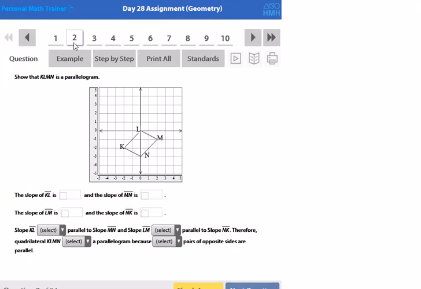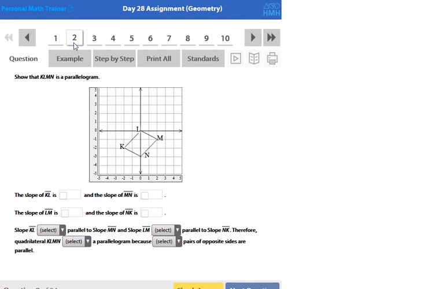Let's do some examples from the day 28 assignment. Here, they want us to show that this figure that we're looking at is a parallelogram. So they're going to guide us through this. We know that parallelograms have opposite sides that are congruent. It also has opposite sides that are parallel. So it looks like we're starting off by proving that opposite sides are parallel.